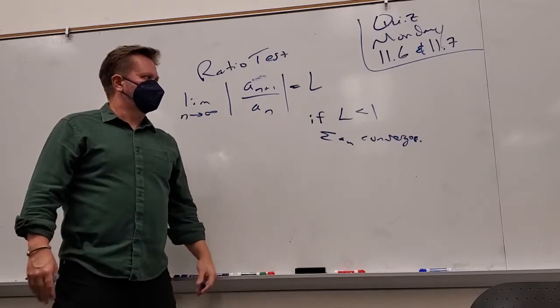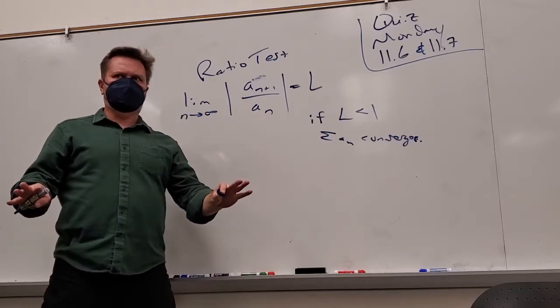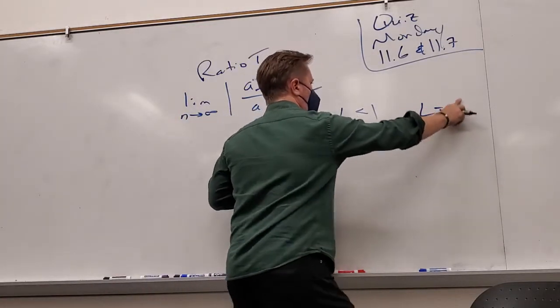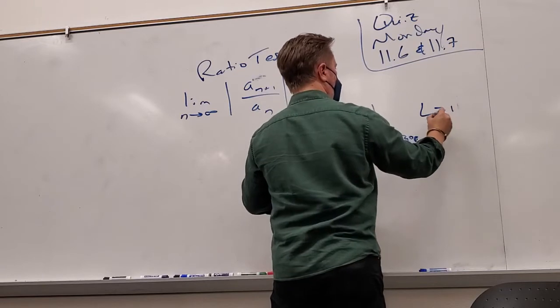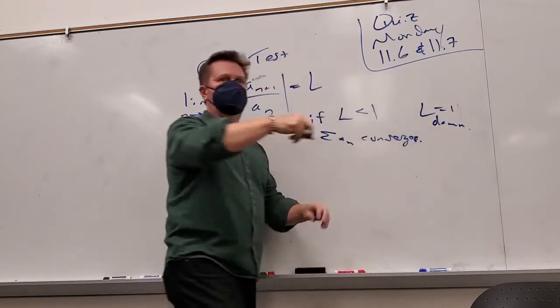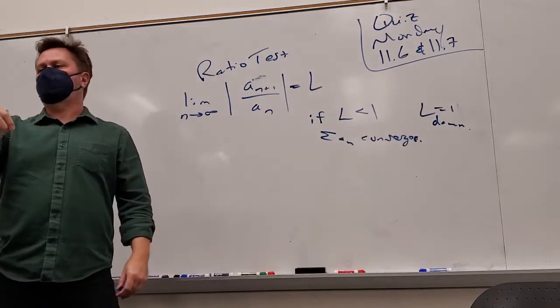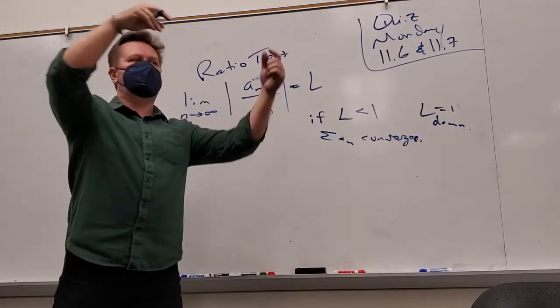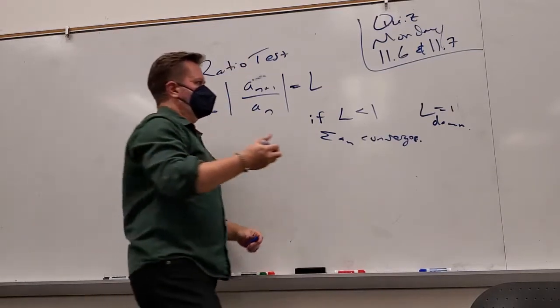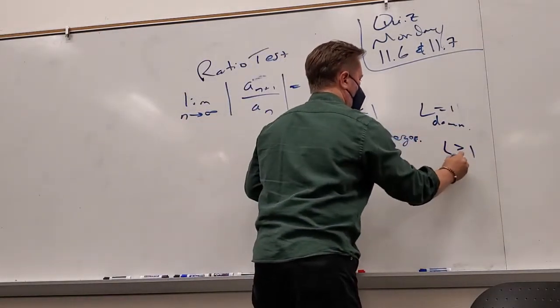So that's the ratio test. L equals 1 is inconclusive, because we have to do more. It's inconclusive, so that means I have to do some other test. Maybe it's a p-series, maybe it's a direct comparison, maybe it's an integral test. And if L is greater than 1, it's just straight up divergent.